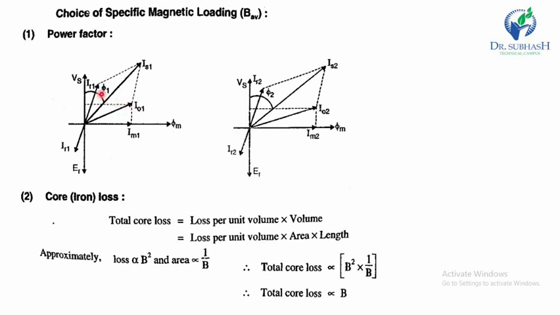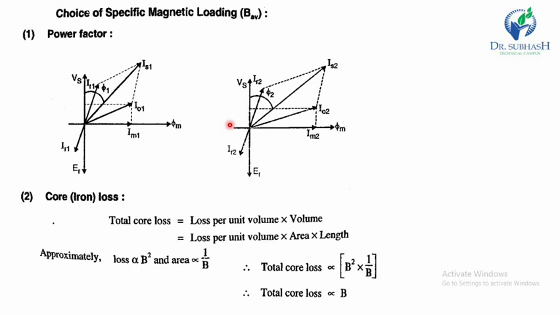So here we see phi 1 and phi 2. Phi 1 is less than phi 2. So power factor cos phi becomes poor as we increase the flux density. So here we prove that if we increase the specific magnetic loading, the power factor becomes poor.